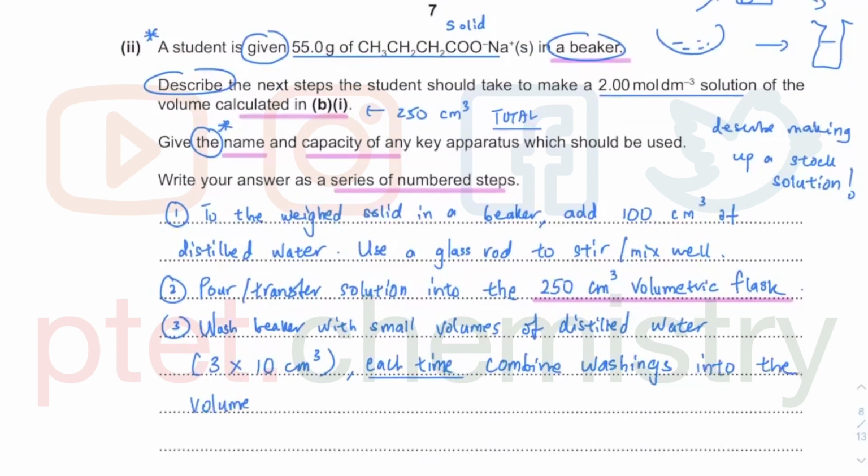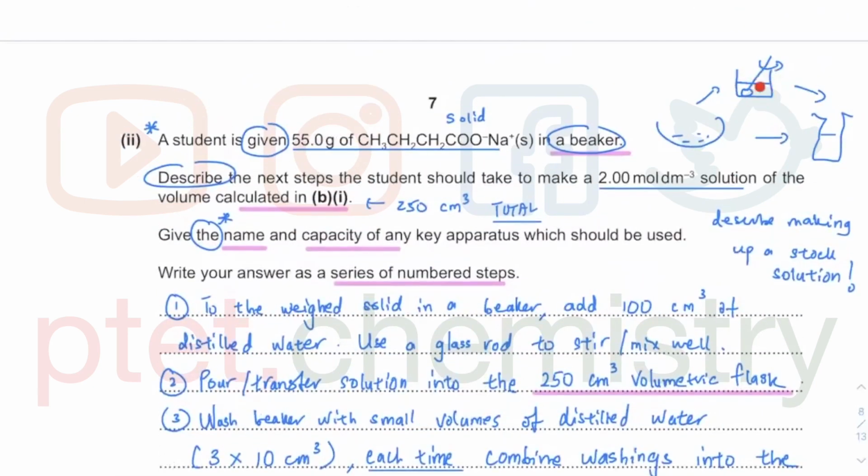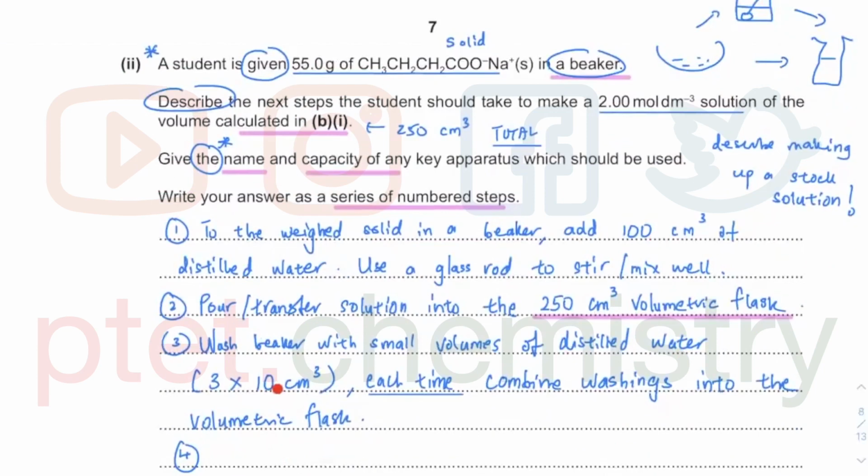And after you do that, what do you do? Now the beaker is clean, so the beaker has no more of the solid remaining. I transferred everything already. But so far I only have 100, maybe around 130 or 150. It doesn't matter, as long as it's less than the total, it's fine. It's still far from the maximum mark. What do I do next?